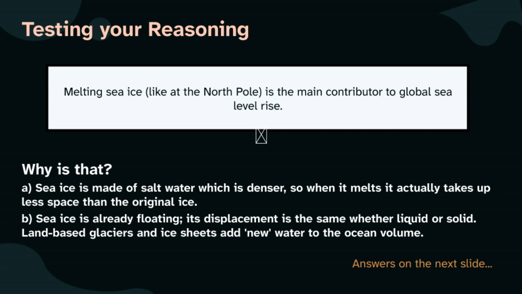The bigger problem for sea level rise is land-based ice. This includes mountain glaciers and huge ice sheets in Greenland and Antarctica. When land-based ice melts, it flows into the ocean and adds new water. That increases the volume of water in the oceans. So, sea ice melt is still very serious because it affects albedo, ecosystems, and climate feedbacks. But when we are talking specifically about sea level rise, land-based ice is the main concern.